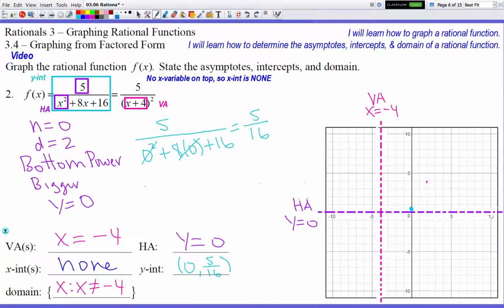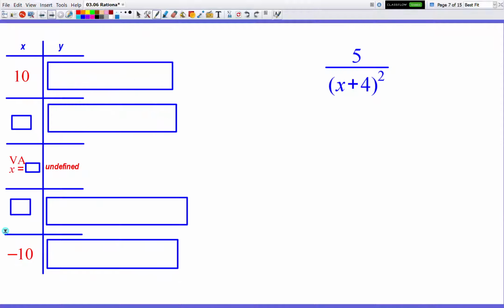Okay, so let's plug into our formula. And this time I'm going to plug it into the factored form of the equation. Alright, so let's plug in our numbers. So let's plug in 10. And notice, like I said, everything that is in red, that's what's going to be common to pretty much all your tables for every function that you're going to graph today.